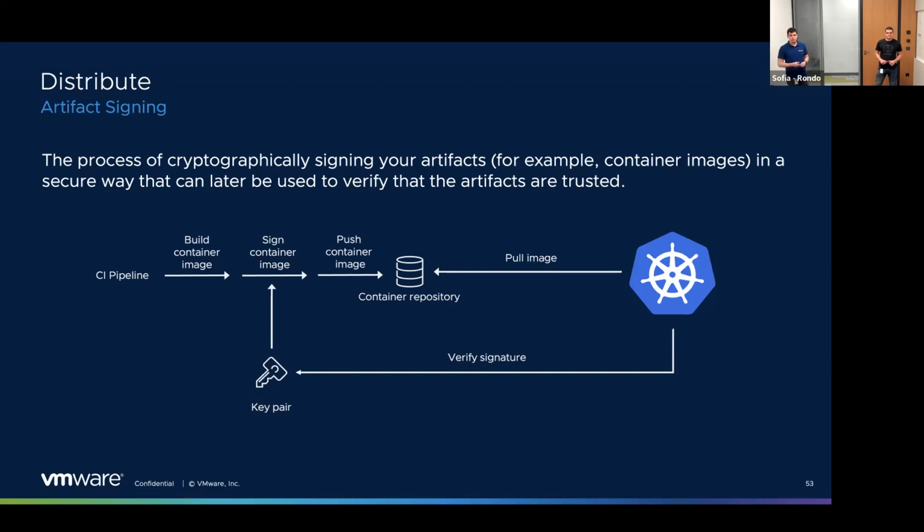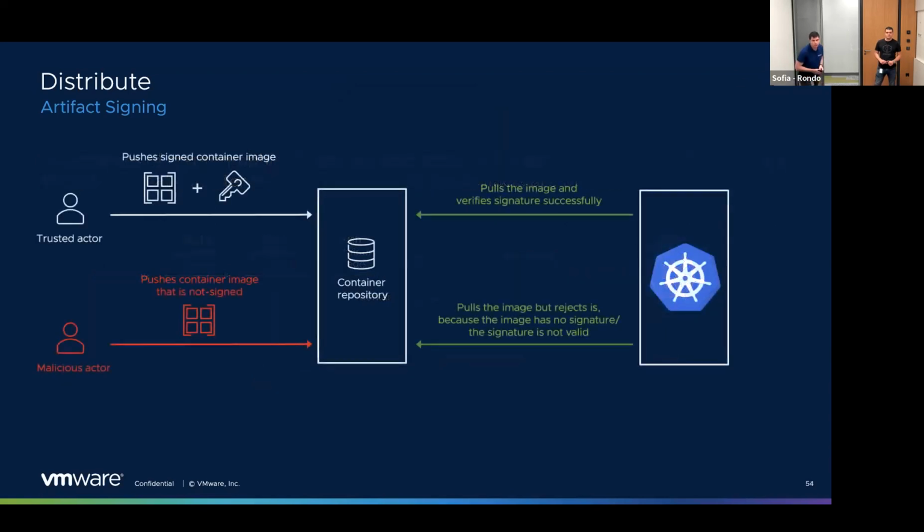I'm going to give an example for artifact signing where I'm going to sign a container image, but you could use this for all sorts of artifacts, like binaries, packages, etc. The reason we want to do this is, for example, on the top we have a trusted actor, a developer, our CI, that is building a container image and signing it and pushing it to the container repository alongside its signature. And later, when Kubernetes pulls the image, it can verify the signature.